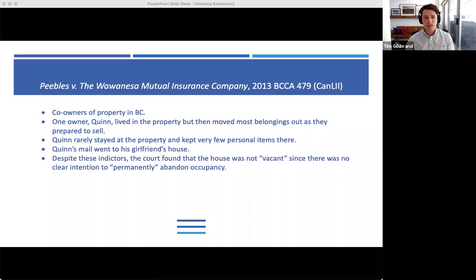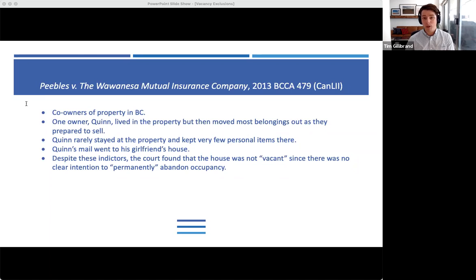Even after the loss, the insureds told their broker that the home had been vacant for 8 months and that Quinn had moved out. So not surprisingly, the insurer denies on the basis of the vacancy exclusion. And the vacancy exclusion in that case included in the definition that the occupants have moved out with no intention of returning. So I think in light of some of the other cases, this is a somewhat surprising decision.